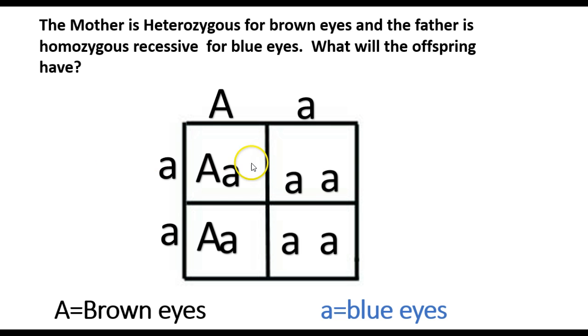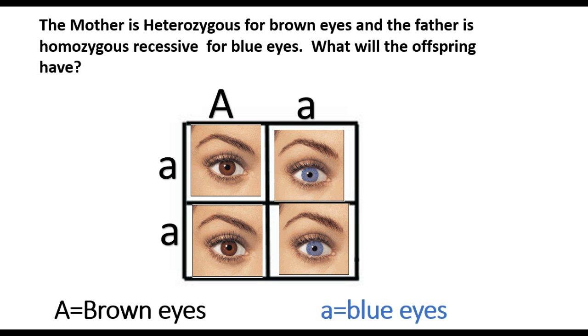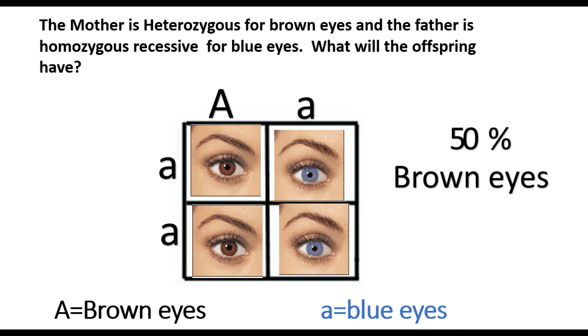What does this mean? In this first box, what color will this child be? Because of the capital A, they will be brown. Lowercase a is going to give you what color? Blue. So what does this mean for these boxes? That means that the offspring, because of the union of these parents, 50% will be brown and 50% will be blue. Did you get it right? Very good. Let's try the next question.